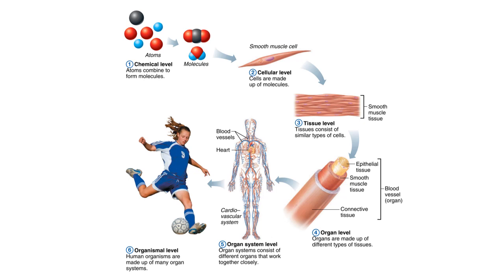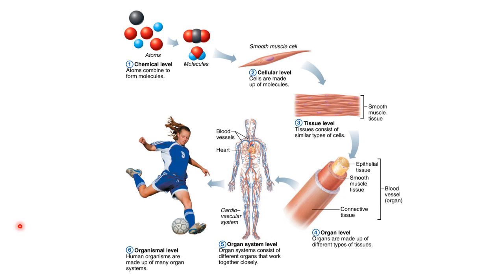So the first illustration here shows us how from the simplest forms of matter, man is made. So this is the organization of the human body. So we start off with atoms. Number one, atoms will combine with each other to form molecules.